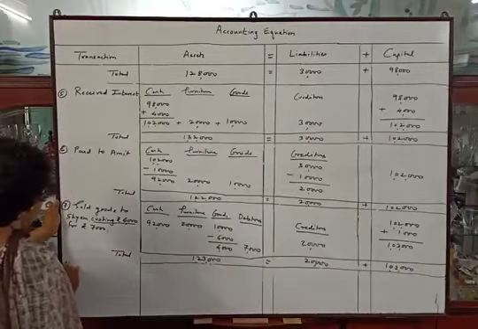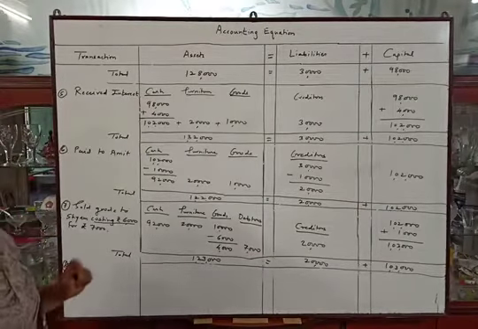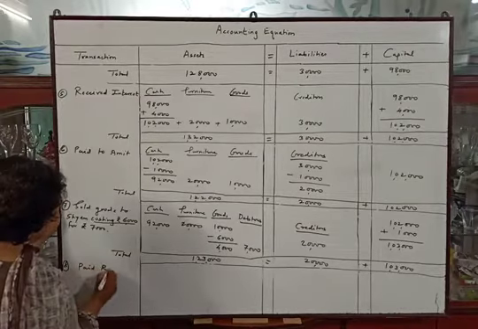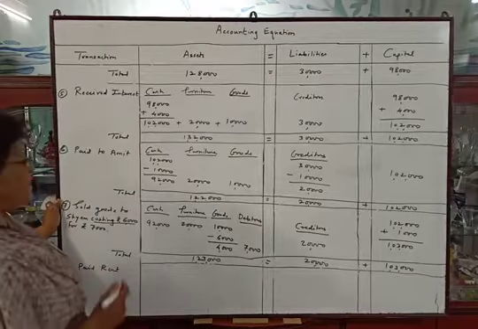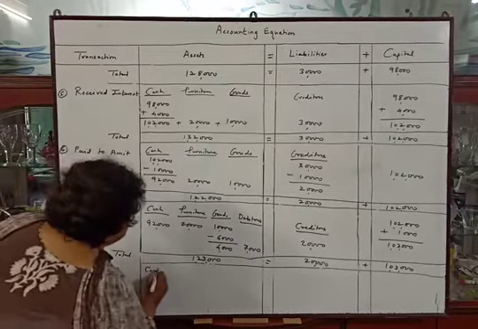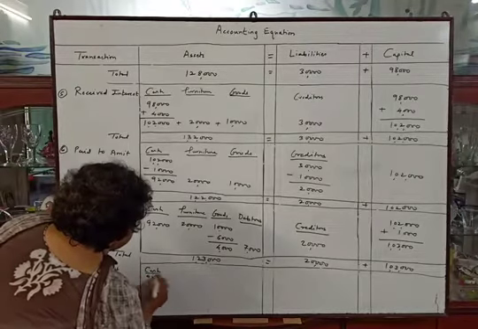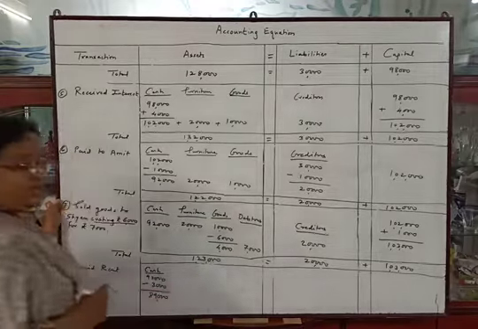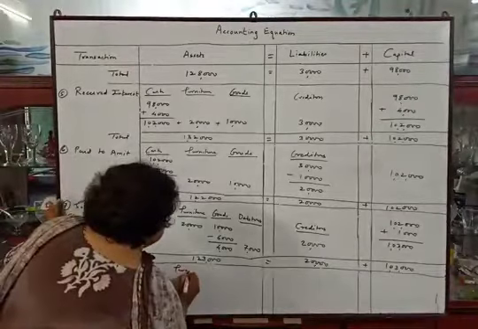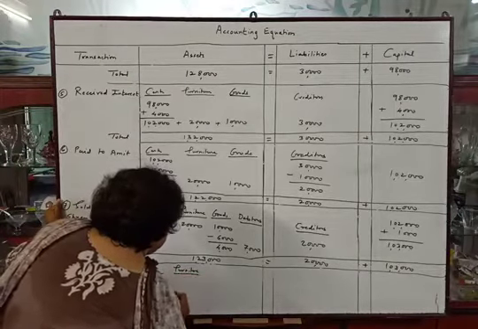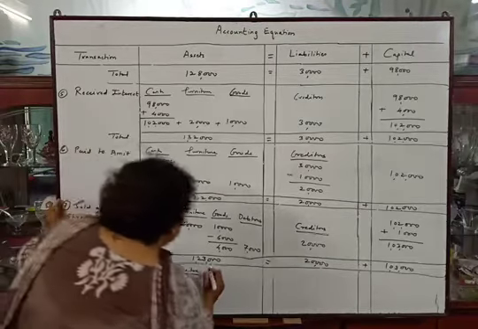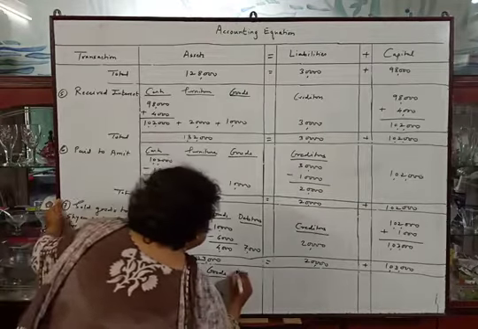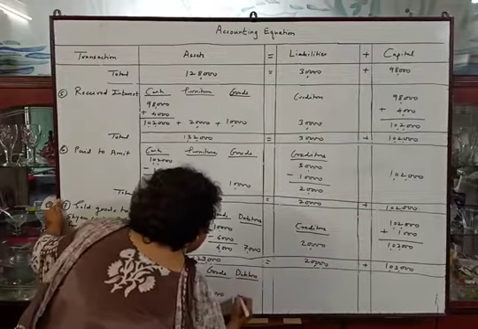And now the last transaction. Okay. Last transaction is paid rent rupees 3000. So paid rent rupees 3000. As we are paying rent, our cash will reduce. So cash, 92,000 were there, minus 3,000, it will remain 89,000. Okay. Furniture will remain as it is. Furniture rupees 20,000. Goods rupees 4,000. And debtors rupees 7,000.